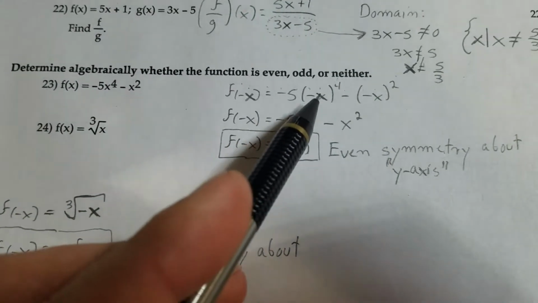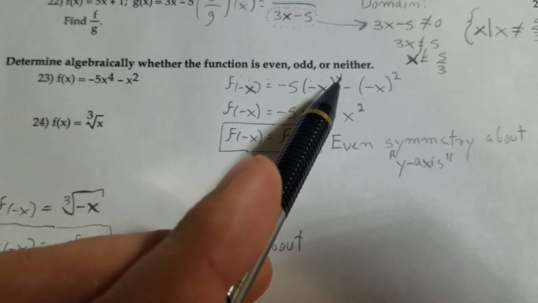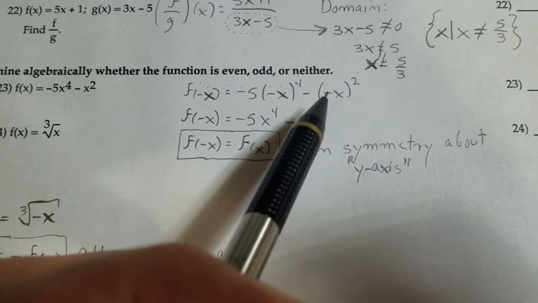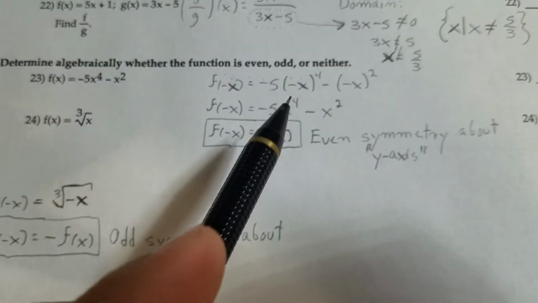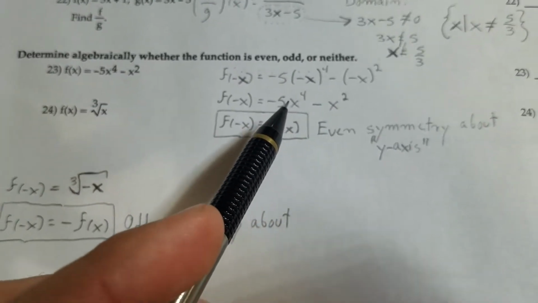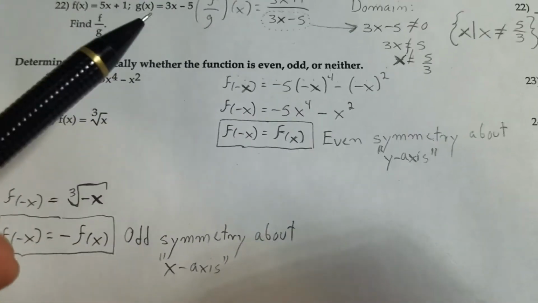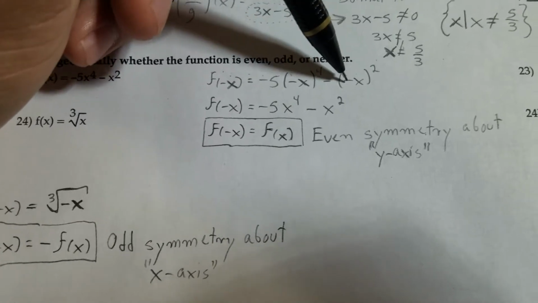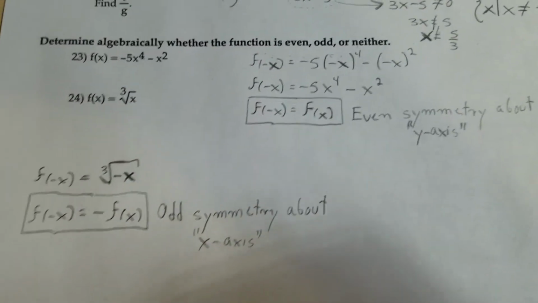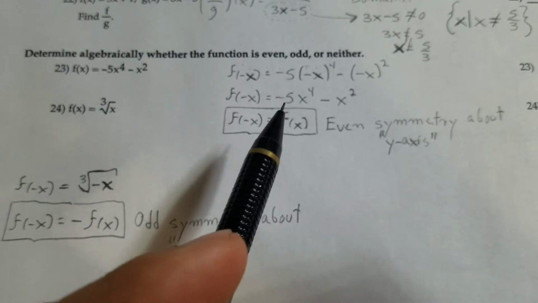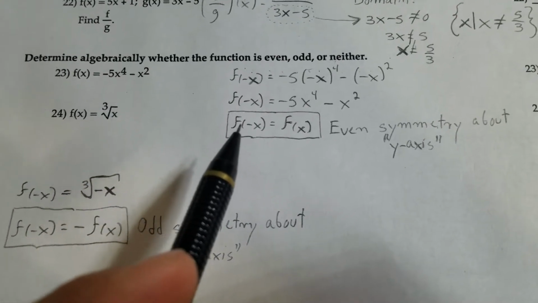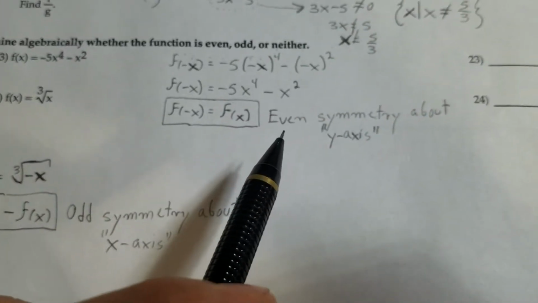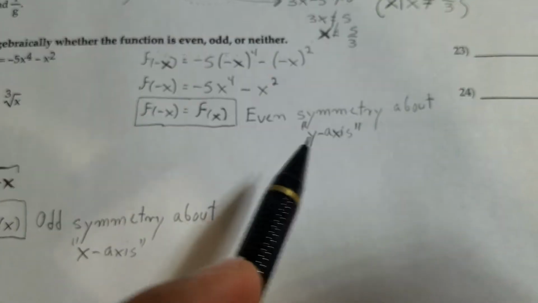So this x has an even exponent, and this one also has an even exponent here. So if they both have an even exponent, that means that the x is going to be positive at the end. So that negative here goes away, and this negative also goes away here. So based on this, we know that f of negative x is the same as f of x. And again, remember that even means that there is symmetry about the y-axis.